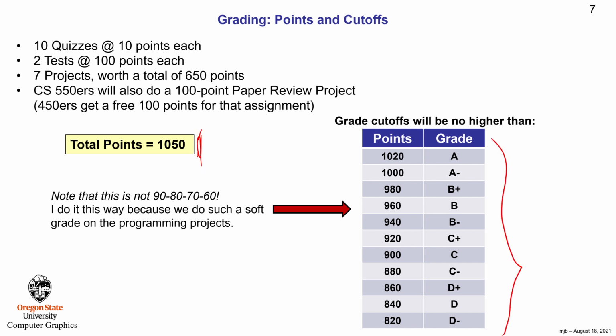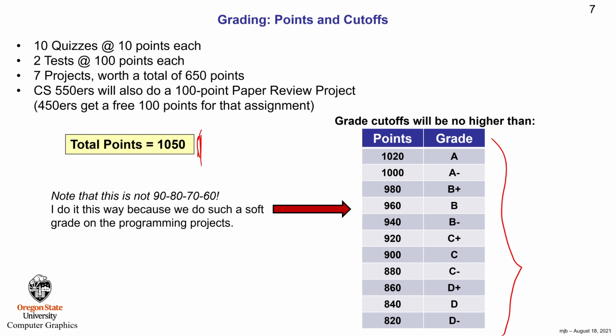And here are the grade cutoffs. And I promise they will be no higher than this. So if you get 1025, you've got an A. There's going to be no curving like that. Yeah, the grade cutoffs could go lower than that. I make no promises either way. Notice this is not 90, 80, 70.